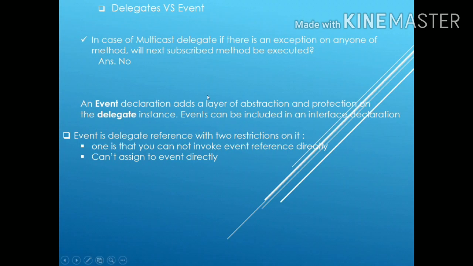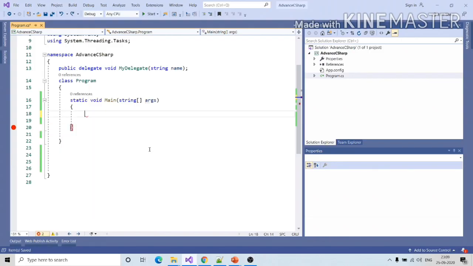An event declaration adds a layer of abstraction and protection on the delegate instance. Events can be included in an interface declaration. You can call an event a wrapper of a delegate, with two restrictions. One is, you cannot invoke an event directly, and you cannot assign any value to an event directly. So let me get rid of this code.